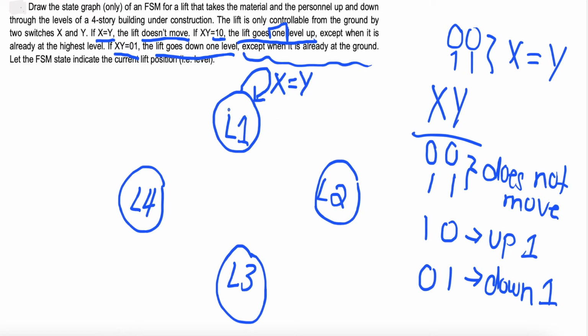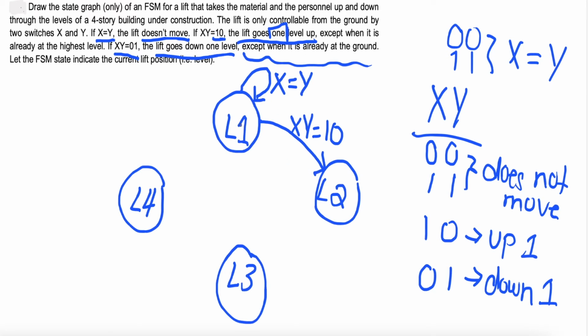What about the next option? If XY is equal to 1, 0, the lift goes one level up. So if we're at level 1 and XY is equal to 1, 0, we then go up one level to level 2. So this is when XY is equal to 1, 0. Right? It says the lift goes one level up. So we're going to go one level up. Now we go to level 2. Let's go all the way up.